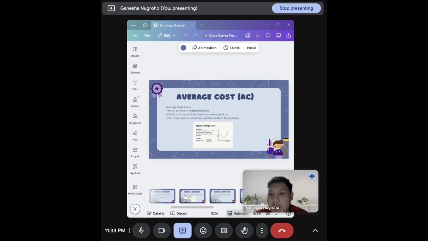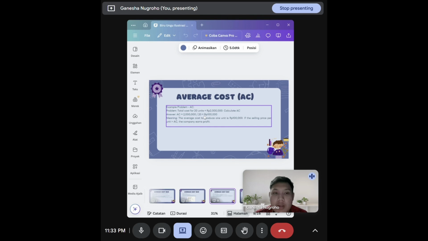An example average cost curve. The curve is U-shaped because initially unit costs fall as fixed costs are spread out, then rise due to increased variable costs at full capacity. Average cost example problem: total cost for 20 units is 2 million. Calculation: 2 million divided by 20 equals 100, meaning the average cost to produce one unit is 100. If the selling price per unit is higher, the company makes a profit.